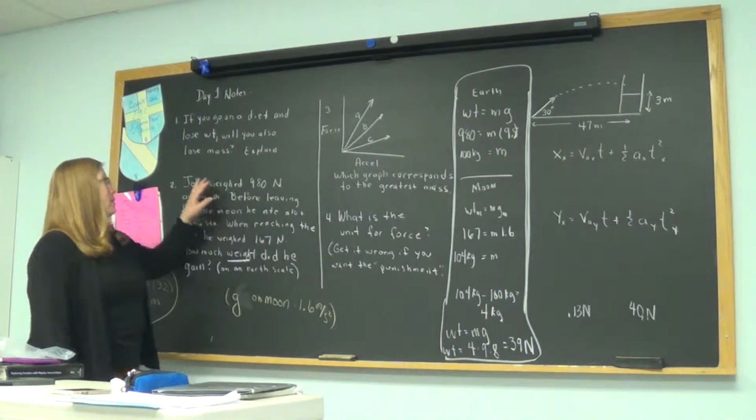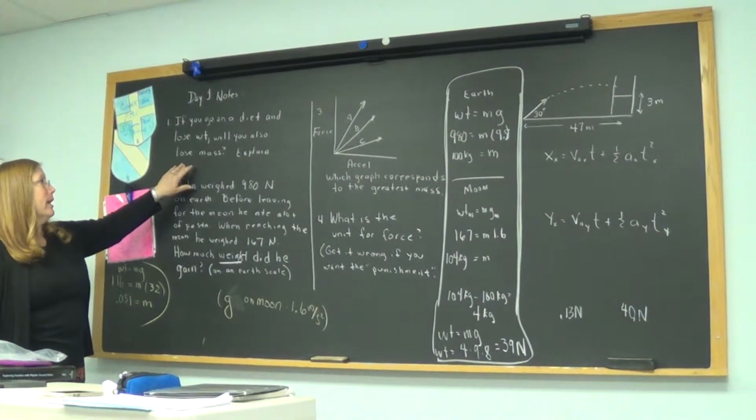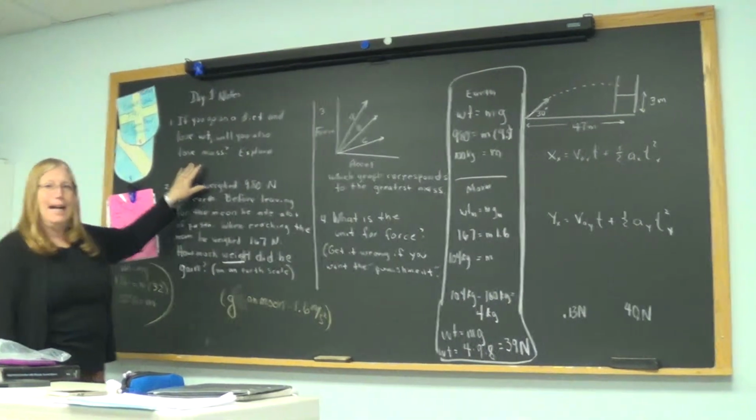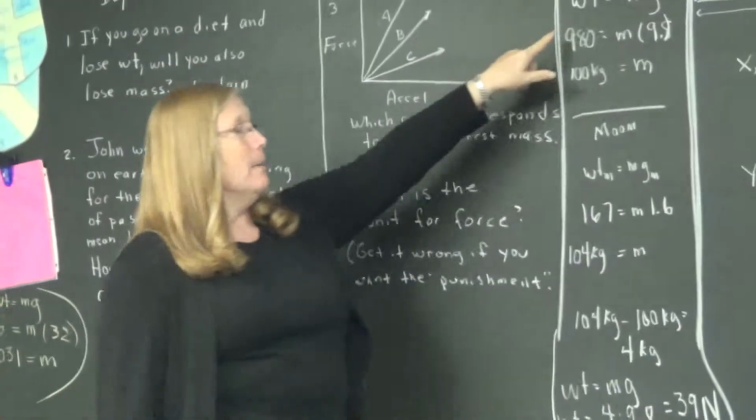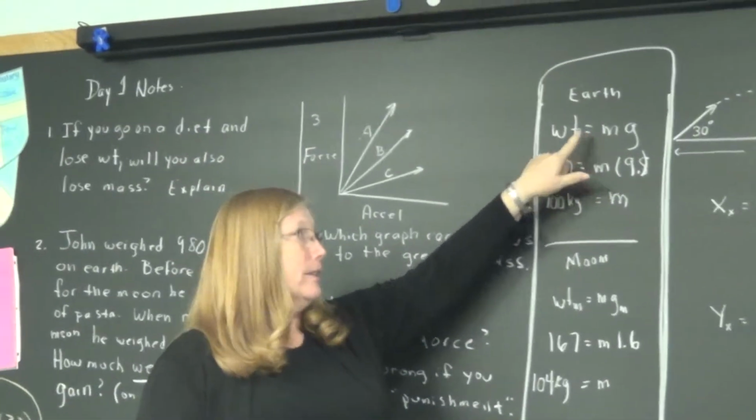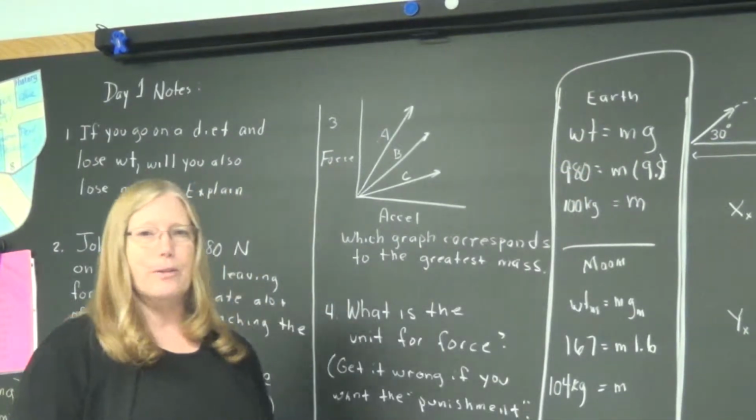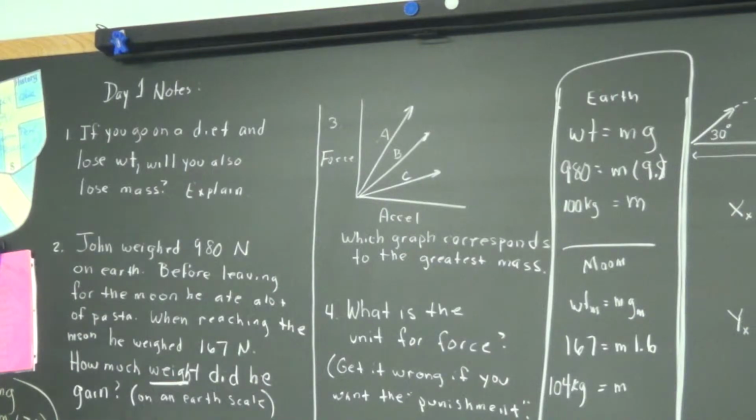The first question was, if you go on a diet and lose weight, will you also lose mass? We saw that weight and mass are connected by this formula. So if weight goes down, so does mass. So the answer is yes.